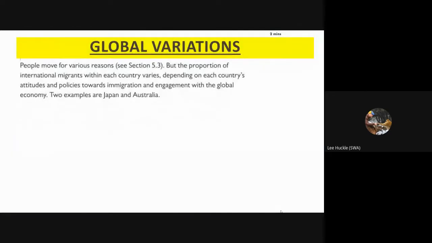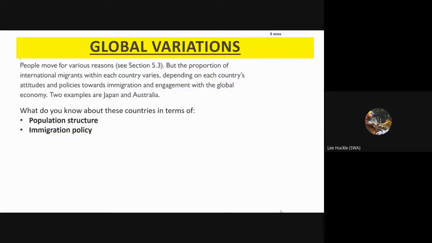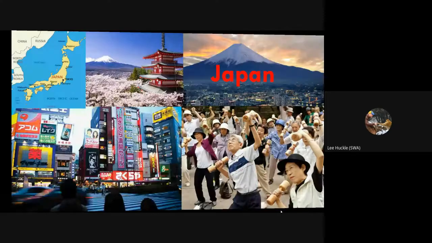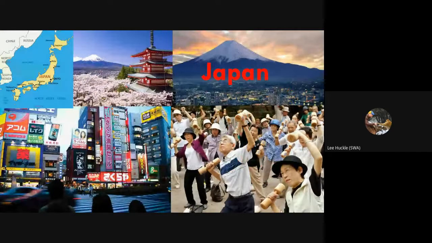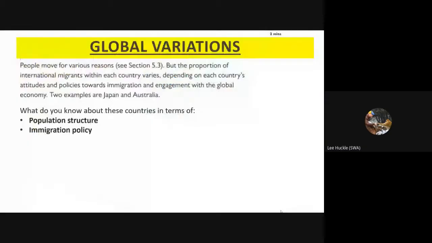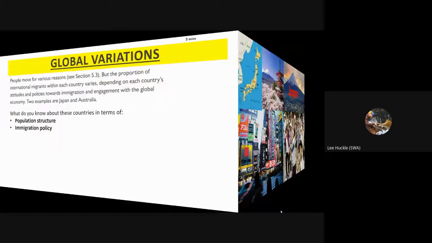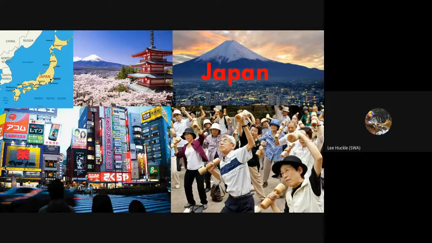We then had a discussion about global variations in migration in terms of it causing population structural change. And then we looked at immigration policy. And this is where we went into the 3 case studies. So if you didn't quite finish these, make sure you finish them. So what we were looking at here was population structure, immigration policy of these particular case study examples. Japan was the first one. So you researched what is Japan's immigration policy?